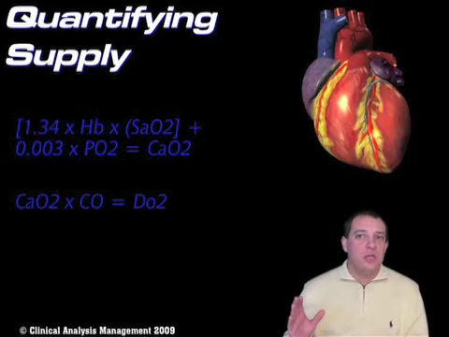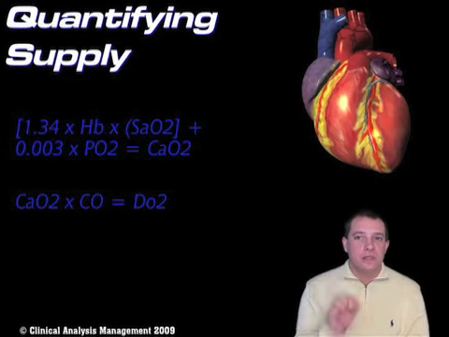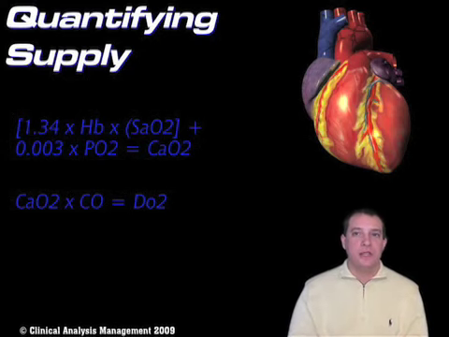So most of the time we just cut out the second part of that formula. When we're figuring out somebody's CaO2, the content of arterial oxygen, we just use the top line of that formula. We just say 1.34 times the hemoglobin times the SaO2. That will give us a pretty accurate rough CaO2.